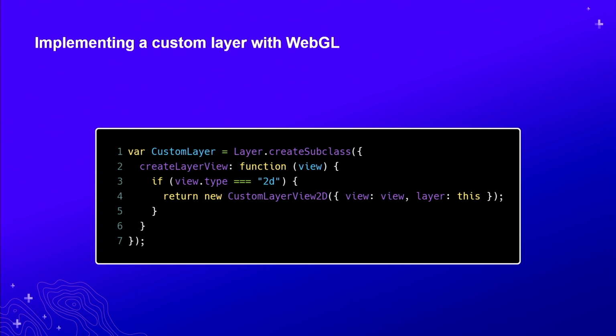When implementing the layer, of course, the way the API is built, once the view gets created, it asks the layer for the instances of the layer views. So when subclassing the layer, you also need to add the method that in 2D mode creates the instance of the layer view.